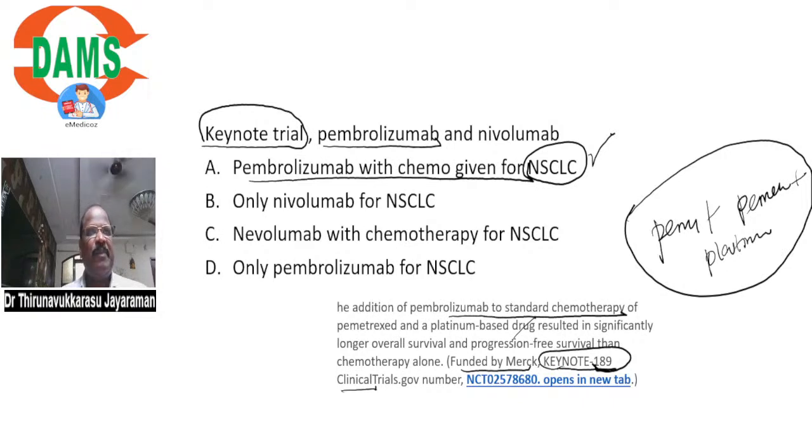That's the answer. But Keynote trials and such are difficult for undergraduates. Anyway, the answer for the question is option A, pembrolizumab with chemo given for non-small cell lung cancer. That gives very good benefits. The trial name is Keynote 189 clinical trial, published in the New England Journal of Medicine. So it's the latest one.